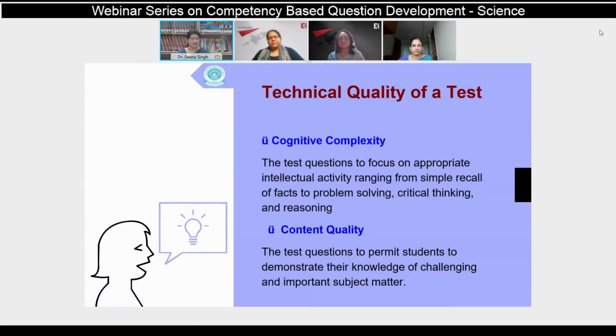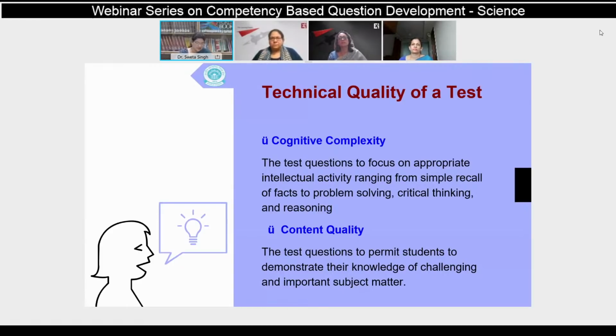Now, the last 4 or 5 slides of my presentation focus on the technical quality of a test. This is just an overview of how we assess whether a test instrument, a question paper, is of good quality or not. This will be covered in detail by Hemlata ji and by Gayatri ji. The first is cognitive complexity, that is, the test questions should focus on appropriate intellectual activity, which ranges from simple recall of facts to problem solving to critical thinking to reasoning. That means a good quality assessment tool should have a range of cognitive abilities which are assessed through that paper.